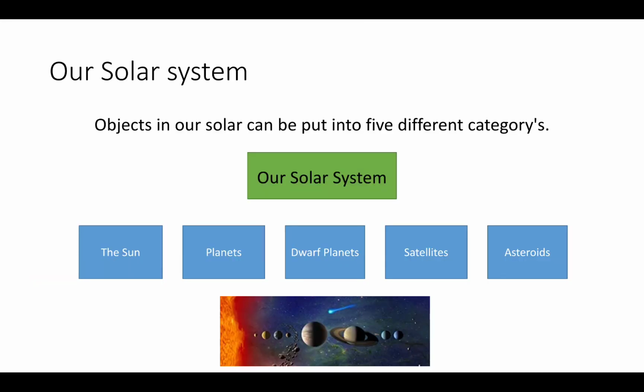Right, so we've got our solar system. Objects in our solar system can be put into 5 different categories. So we've got the sun, which is obviously just the sun. We've got planets, which we just discussed earlier. So there's 8 of those. Dwarf planets. Dwarf planet estimates are as high as 200 in the Kuiper belt, which we'll talk about in a bit, and over 10,000 in the region beyond there.